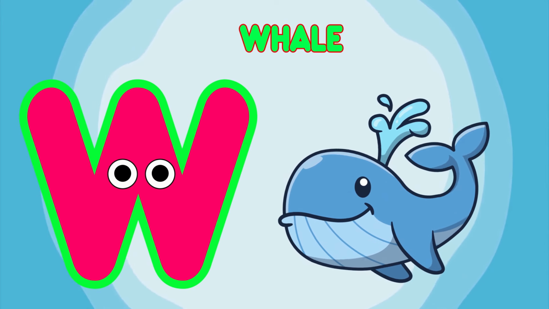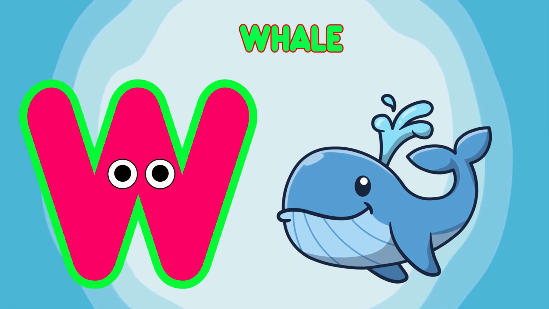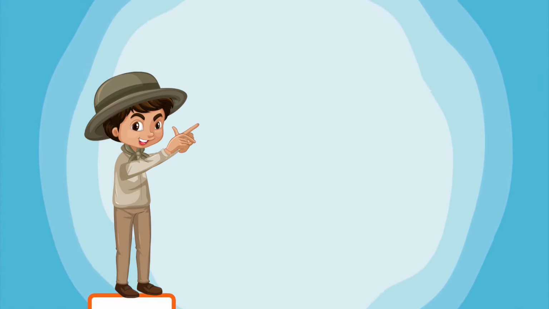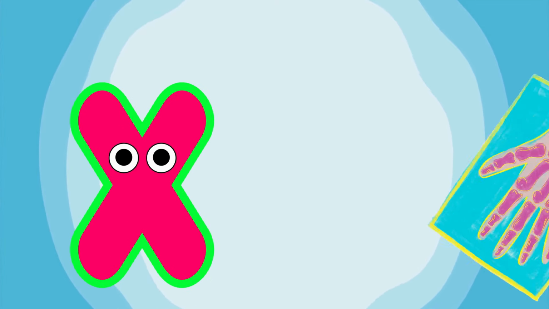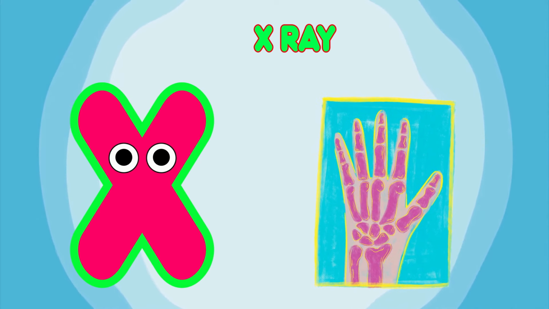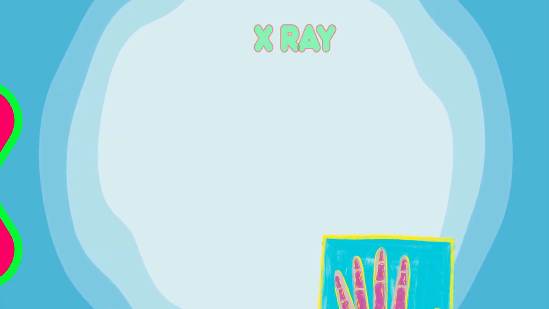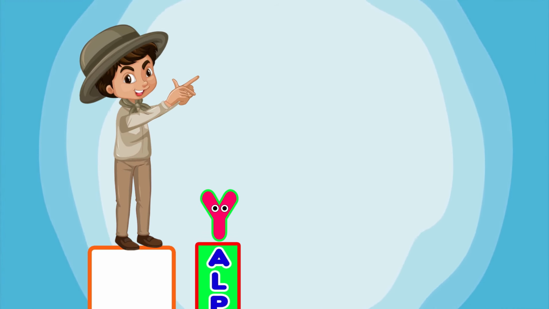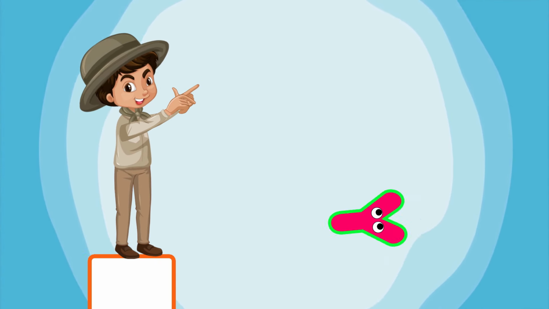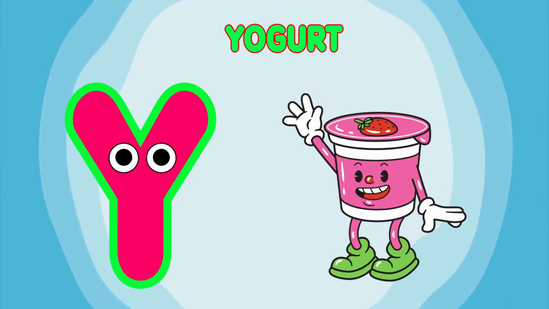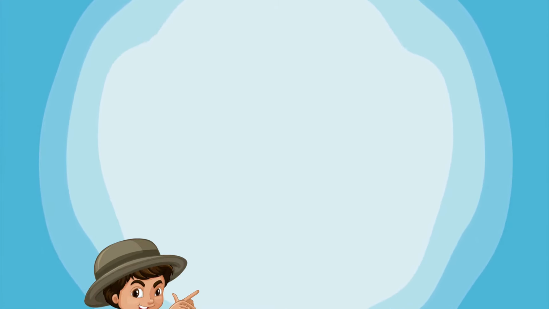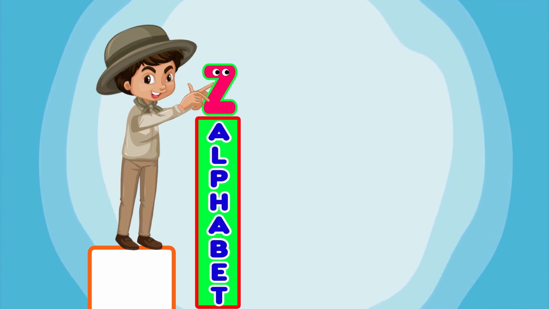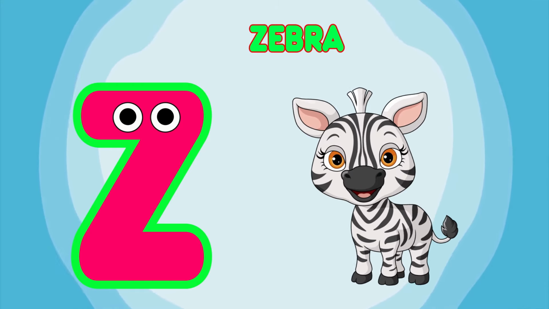W is for whale. X is for X-ray. Y is for yogurt. Z is for zebra.